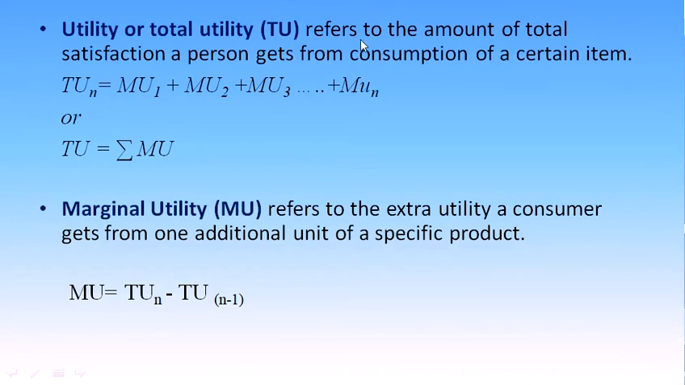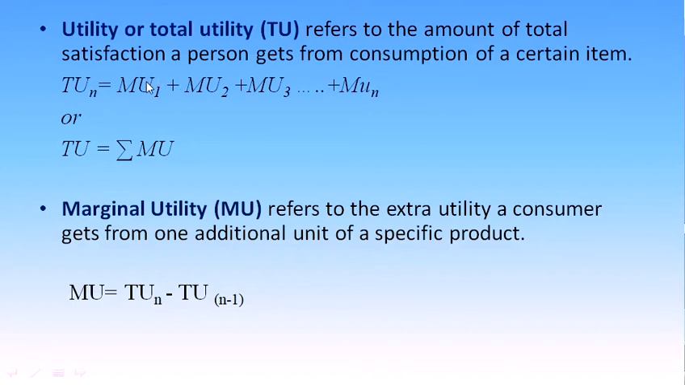So basically, total utility refers to the total amount of satisfaction that the person gets from the consumption of any commodity. Suppose the person is consuming one burger. By the consumption of one burger, how much is the total utility? How much is the aggregate utility? That is the total utility.